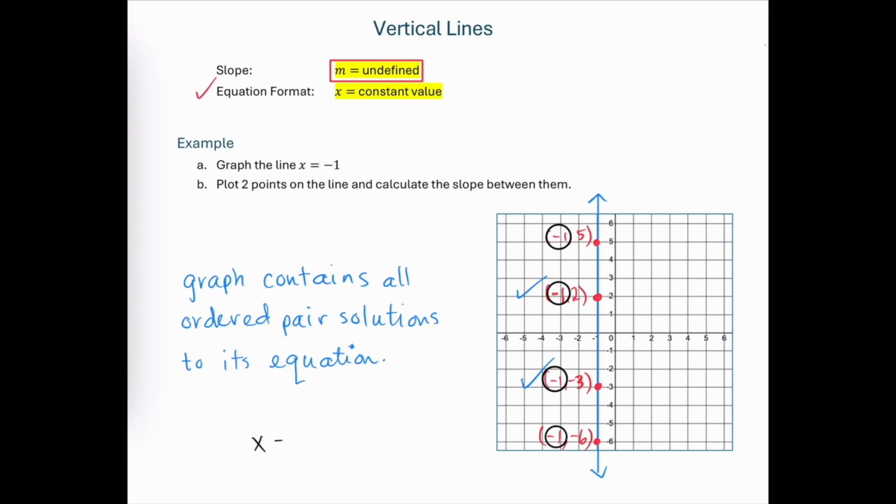So long as x is equal to -1, that ordered pair is going to be a point on the line, and it doesn't matter what the y-coordinate is, so we don't even have a place for that y value in the equation. So the equation of a vertical line is going to be of the form that x is equal to some constant value, and the constant that it's equal to is the x-coordinate that the vertical line passes through.